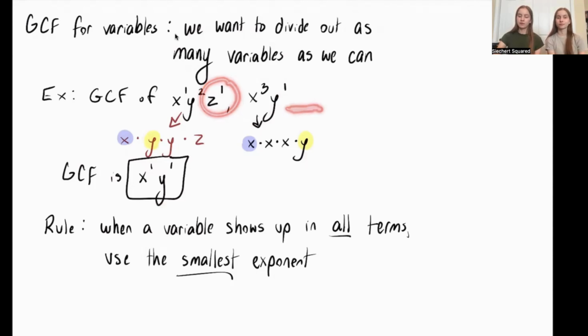Exactly. So that's why the variable has to be in all terms. If the variable is not in all terms, like our z up here, then that letter does not get included in your GCF. So just be on the lookout for that.